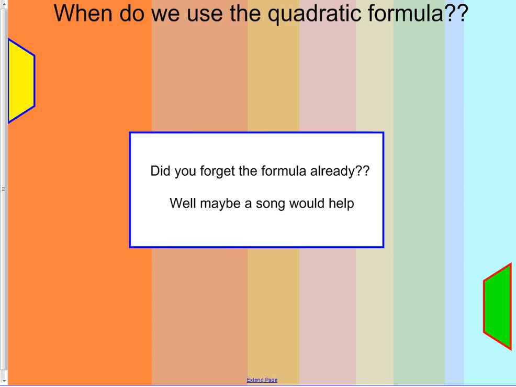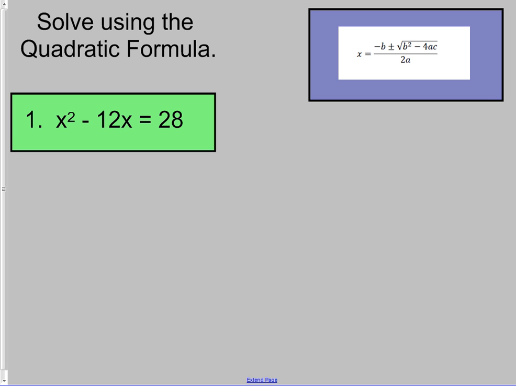In number 1, it says solve using the quadratic formula. So we have x squared minus 12x is equal to 28. Well, first thing foremost, we have to have this equal to 0. So I'm going to subtract 28 from both sides. So I get x squared minus 12x minus 28 is equal to 0.